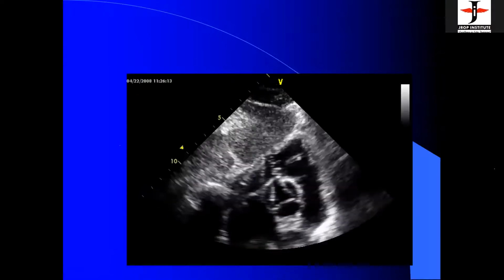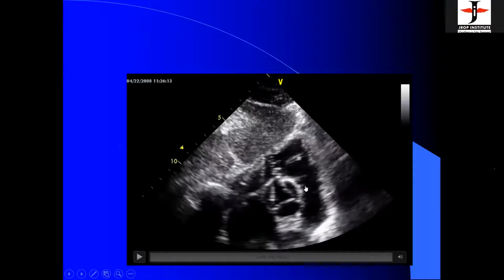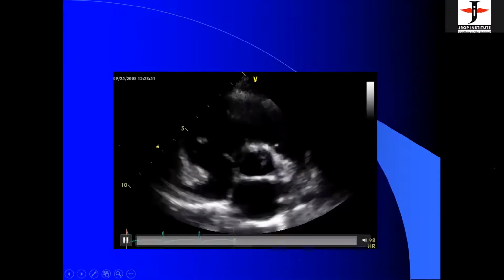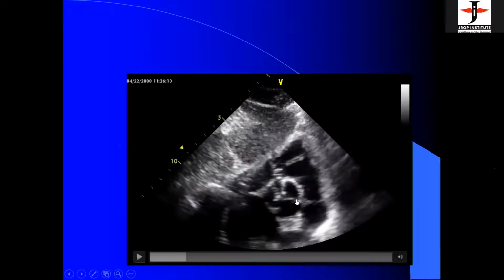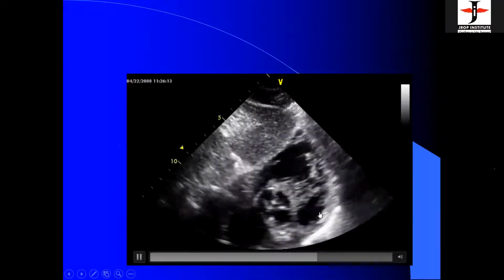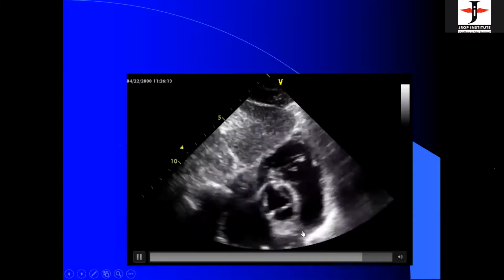Now this view you are not concerned with now. Over a period of time, you will see this. You can see the pulmonary wall from the subcostal view also, but forget about it today.